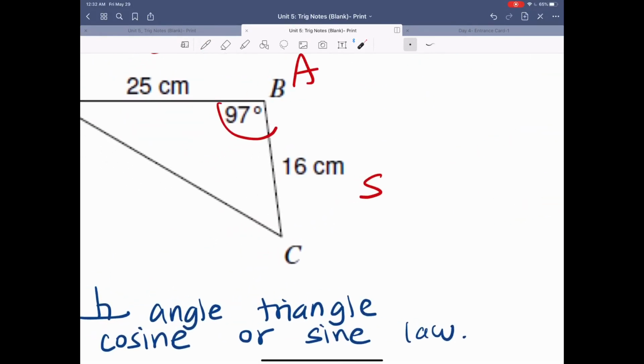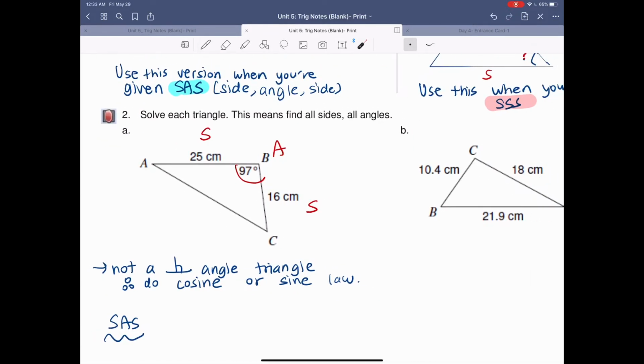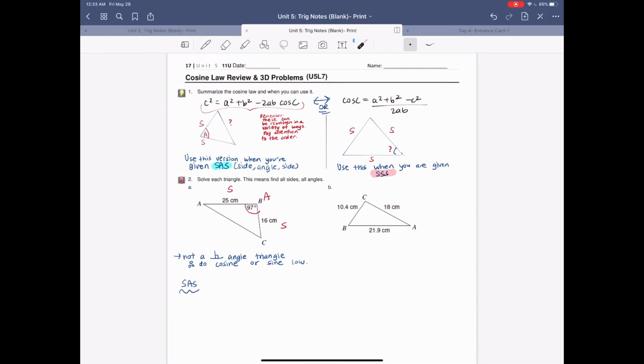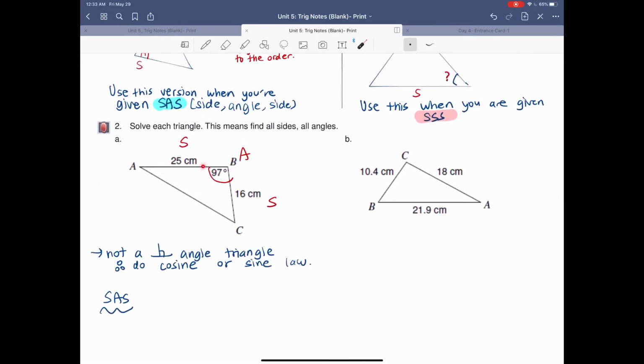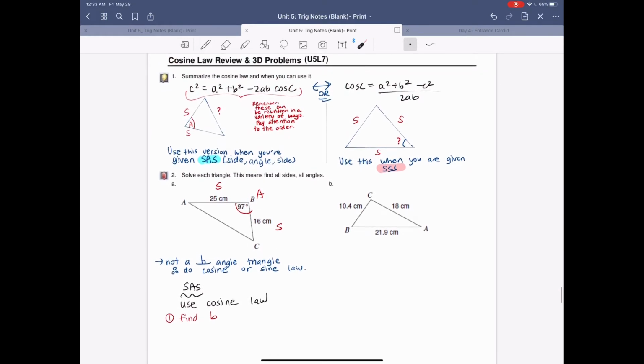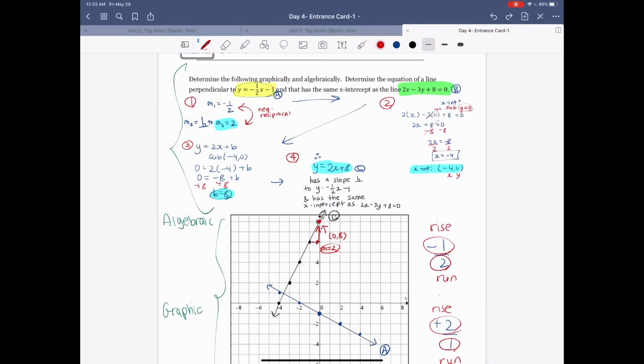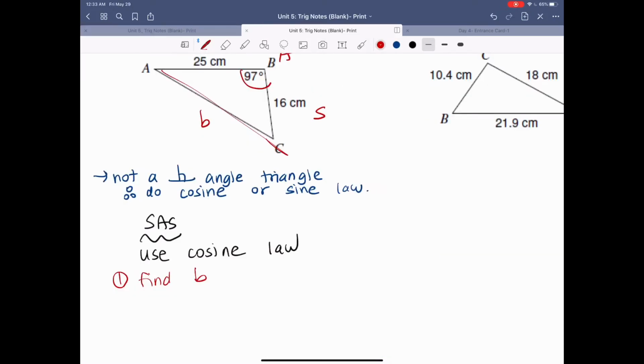So as an FYI, for this side, the corresponding angle is this. For this side, the corresponding angle is this. Notice that I don't really have the corresponding pairs, which is what I need for sine law. And so I can't do sine law, but I have side, angle, side, and therefore I need to use the cosine law. And precisely what I'm going to do, because I need to find all angles and sides, is use side, angle, side, which is going to help me find the other side. So I am really finding the length b, or line segment AC, as my first step.